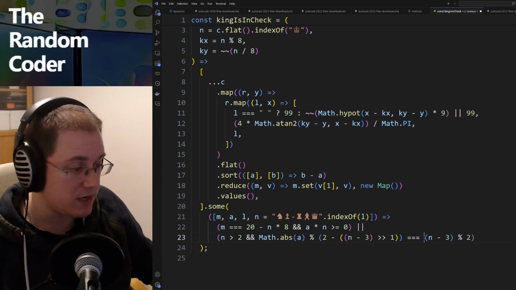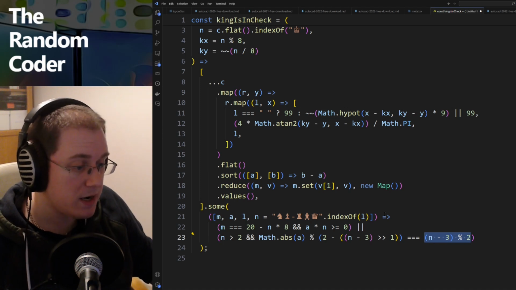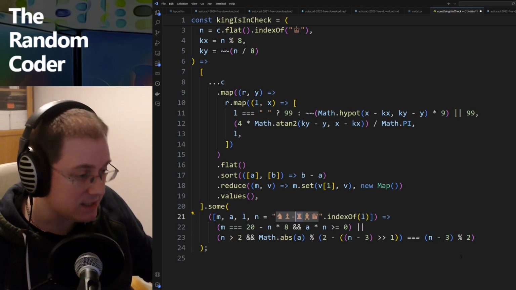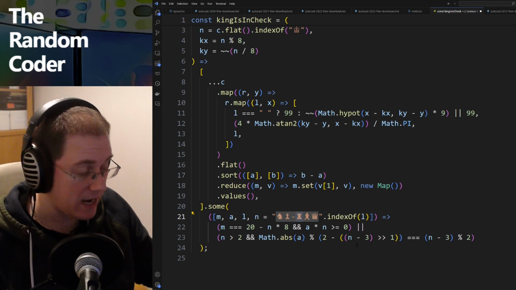So here we would need to check that it equals a value of 0, which for n minus 3 is a rook. Modulo 2 is 0. So if 0 equals 0, then it passes that check, and therefore the rook is giving the king check.